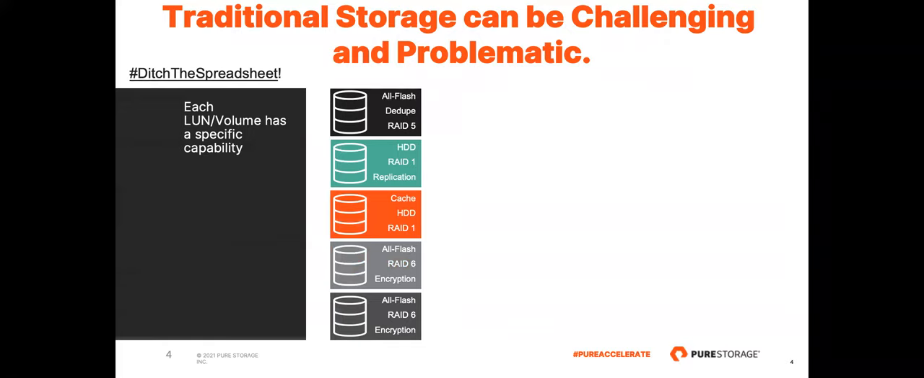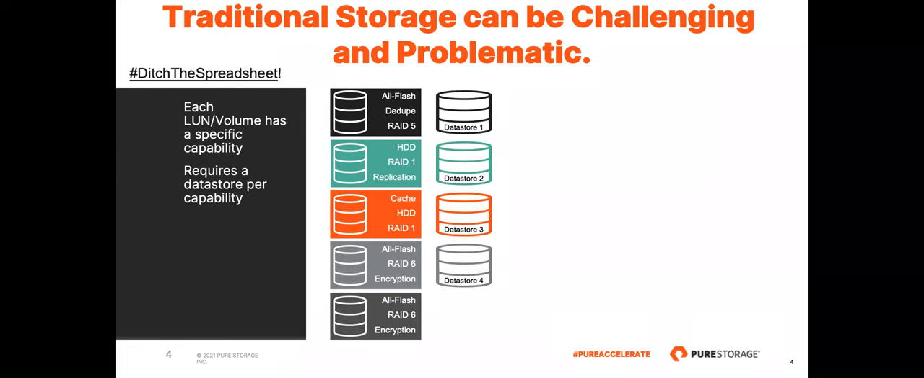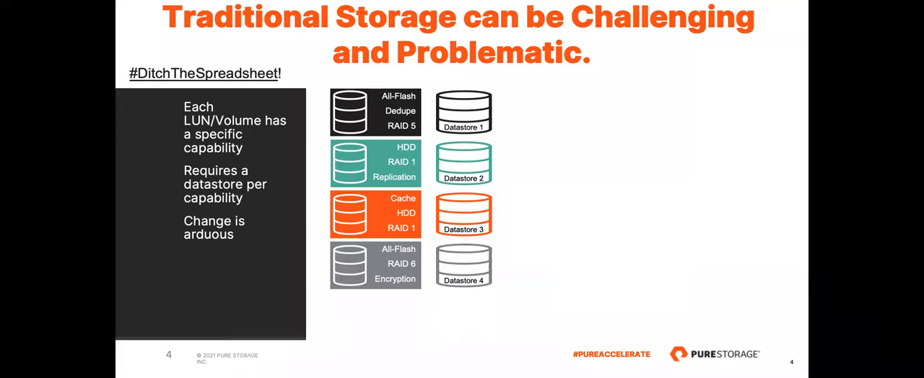Each LUN or volume has a specific capability. When a LUN or volume is provisioned, it is set up with specific features or capabilities. It requires a data store per capability. Changing the capabilities of an existing LUN or volume requires migrating VMs to another data store. Changing is very arduous. It is very hard to change an existing capability. It requires destroying and recreating LUNs and volumes, which is very, very difficult to do.